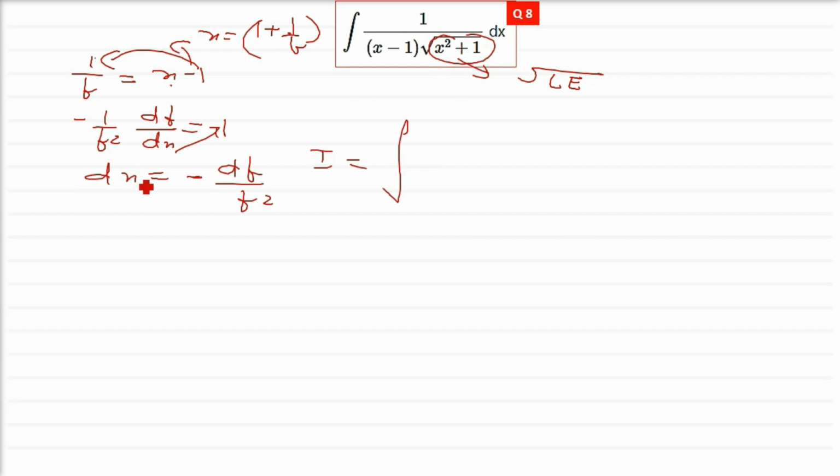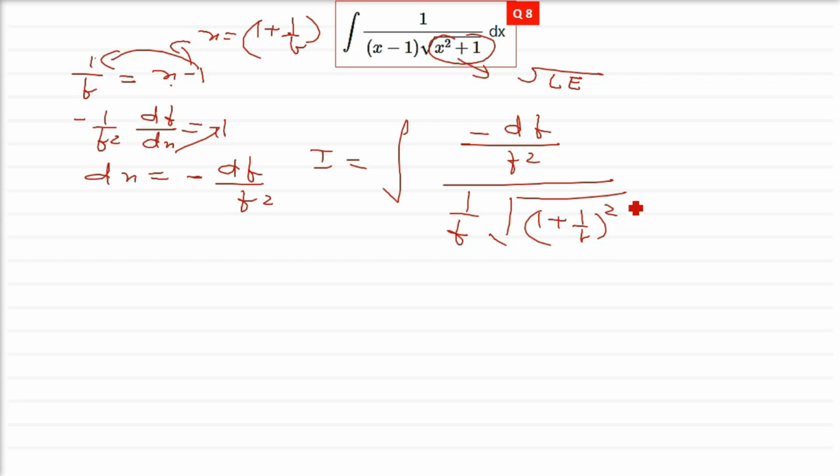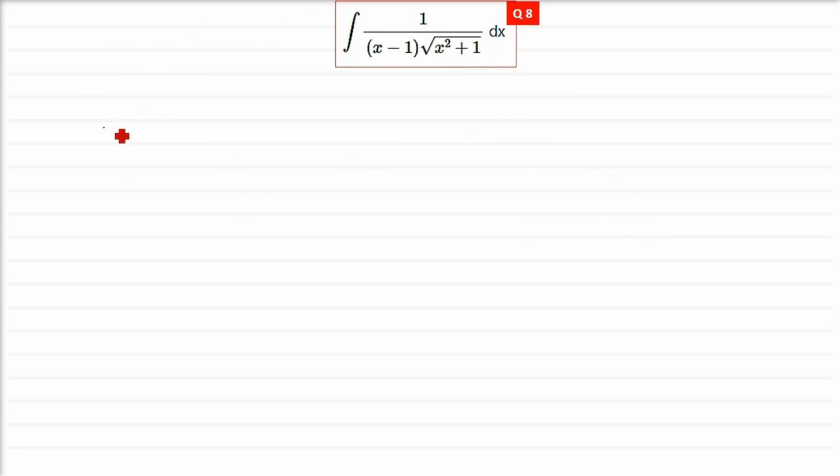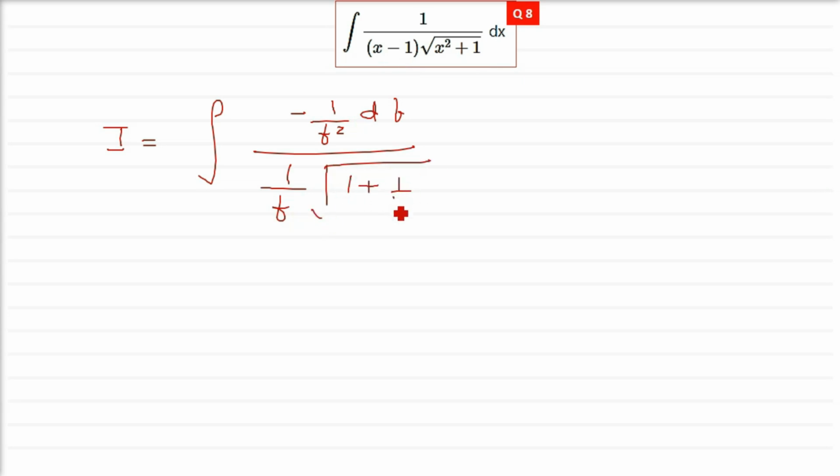So this will be minus dt by t square. For dx I have already written. In place of x minus 1 we have taken 1 by t. In place of under root x square plus 1 we'll write what? Under root will remain the same, will not change it. But x square plus 1 will be written as (1 plus 1 by t) whole square plus 1. So the integral will become like this, negative 1 by t square dt divided by 1 by t, and inside under root I am writing (1 plus 1 by t) whole square plus 1.